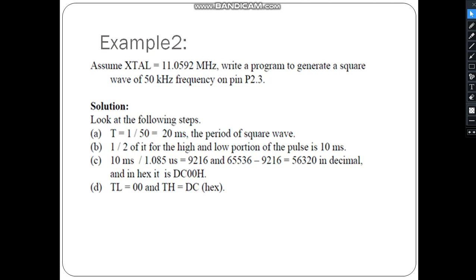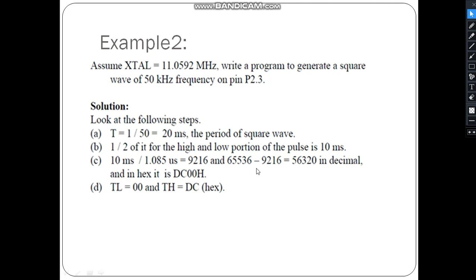Since the crystal oscillator frequency is 11.0592 megahertz, the timer delay will be 1.085 microseconds, which we have already calculated. Next, we need to calculate the value of n. The value of n is given by the required delay, that is 10 milliseconds, divided by the delay offered by the microcontroller, which is 1.085 microseconds. The value obtained is 9216 in decimal.